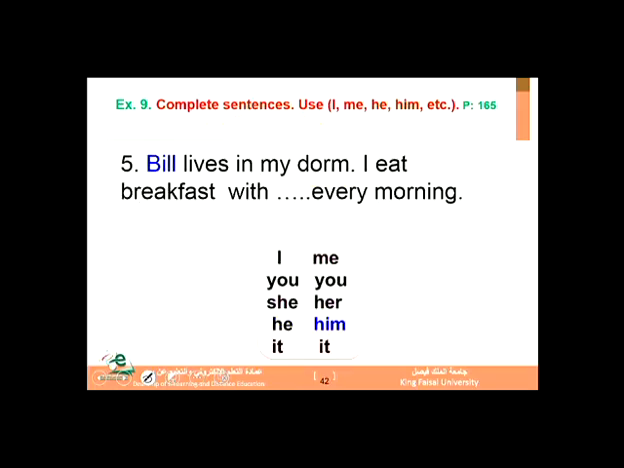Number 5, Bill lives in my dorm. I eat breakfast with every morning. I eat breakfast with him. The pronoun he becomes him in the object case or in the object position, where basically we have an object of preposition here, which is the pronoun him. Bill lives in the dorm. I eat breakfast with whom? With Bill. So here, if I have the word Bill, it is exactly the same meaning of the object pronoun him. Okay, let's change this color.